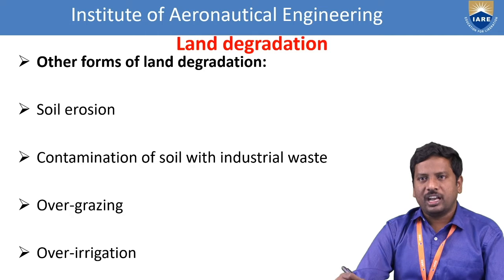So what are the other forms of land degradation? There are mainly four other forms of land degradation. The first one is soil erosion, the second is contamination of soil with industrial waste, the third is overgrazing, and the fourth is over-irrigation.